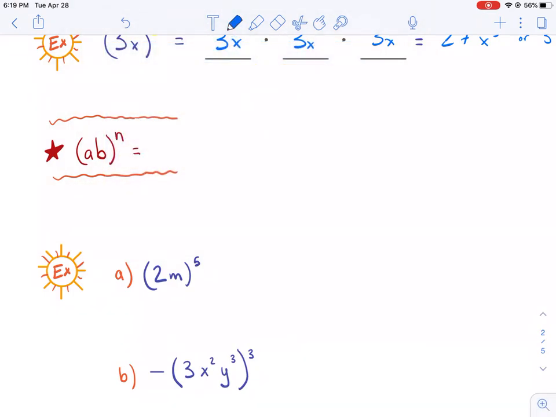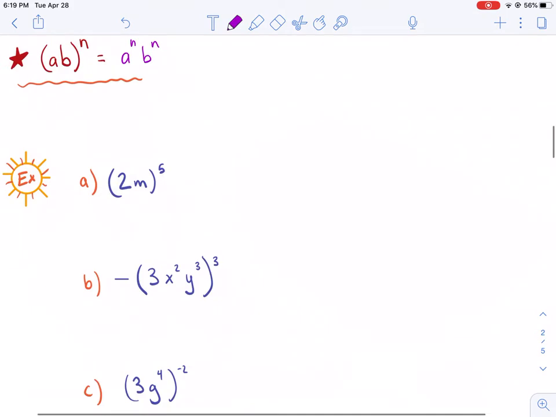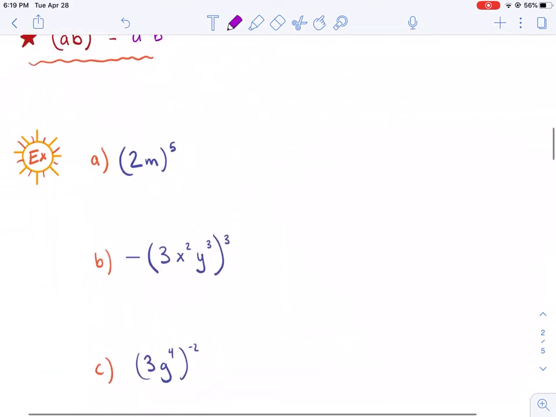Anytime you have ab to the n power, you're going to raise a to the n power and b to the n power, both of them. So let's go ahead and apply that. Here we have 2m to the 5th. If we wanted to, we could write it out 5 times. That's kind of a drag doing that.